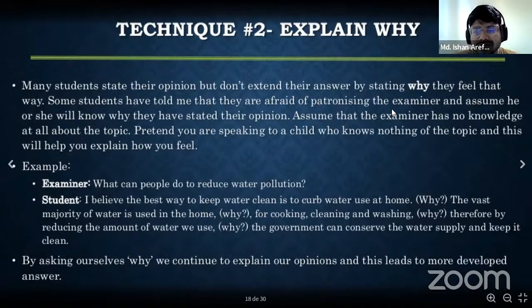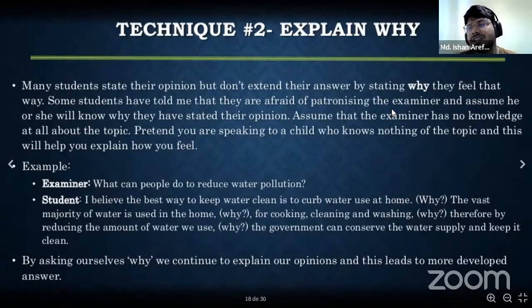Or if you have used the industrial example, that I believe the best way to keep water clean is to reduce the industrial waste going into the river. The industrial waste surrounding the river is the cause for the river water to get spoiled, and even the river water is now polluted to such a level that fish cannot live.